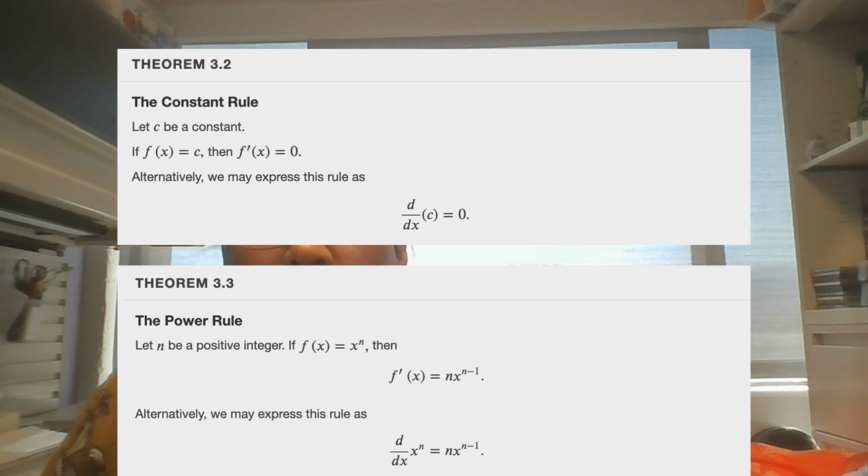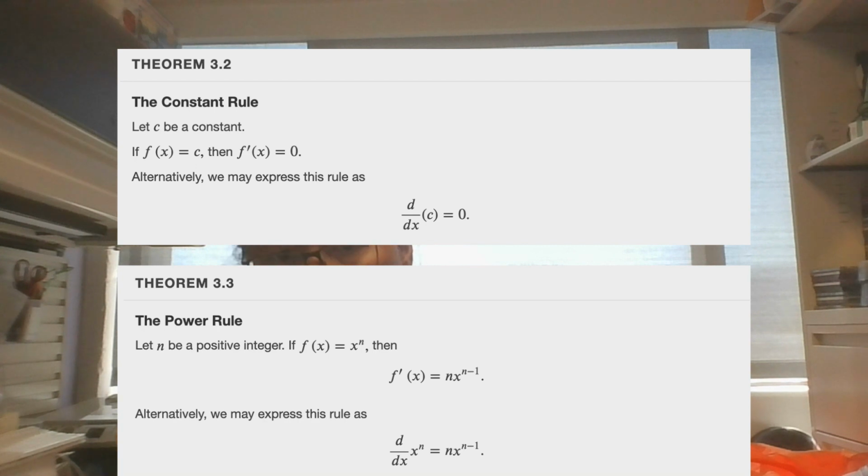Next is the power rule. The derivative of x to the nth power is going to be n times x to the n minus 1. So you drop the power and you take x and then you subtract 1 from the power. Now in this particular section, this power rule works for positive integers, at least in the beginning. Later on, once we introduce the quotient rule, we can generalize the power rule to not just positive integers but also negative integers as well.